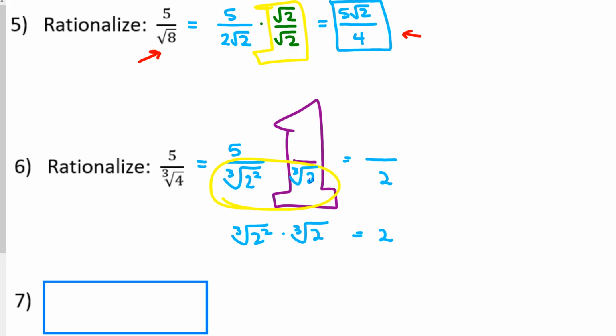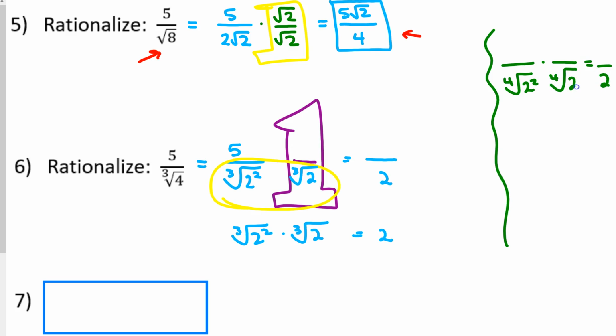Now let's extend our thinking. What if you had the 4th root of 2 squared? Let's imagine this off to the side. If you had a denominator of the 4th root of 2 squared, what would you need to multiply it by so that your new denominator was just 2? You would need to multiply it by the 4th root of 2 squared, because you need the 4th root of 2 to the 4th. So you would need 4 2's under the radical if you're doing a 4th root, 5 2's under the radical if you're doing a 5th root, etc.